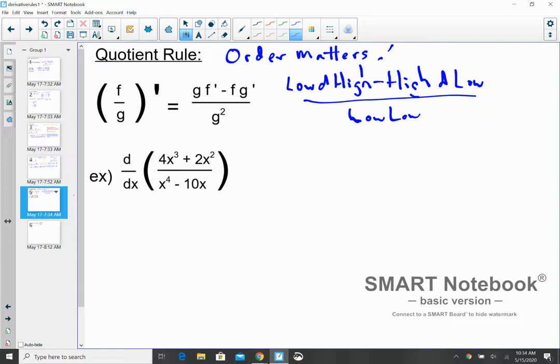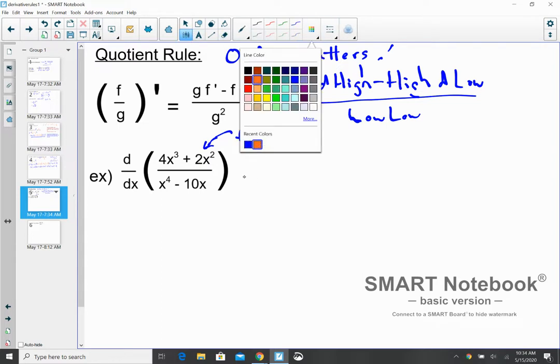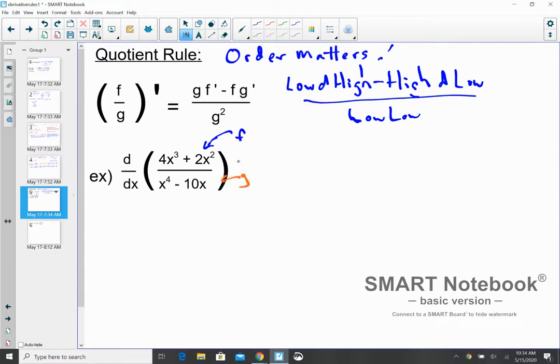Let's try an example. Now, quotient rules tend to require a lot of space here. So I'm going to think of the top part here as the F and the bottom part as the G. And I'm going to use the whole color idea again because I can. The answer to this: we want G, so you're just going to write x to the fourth minus 10x. Right, you switch colors here.